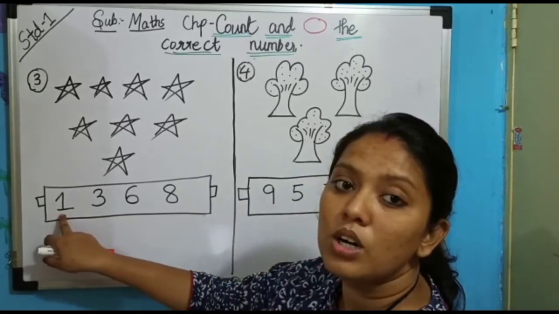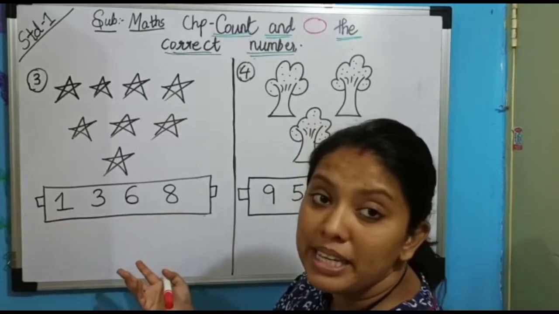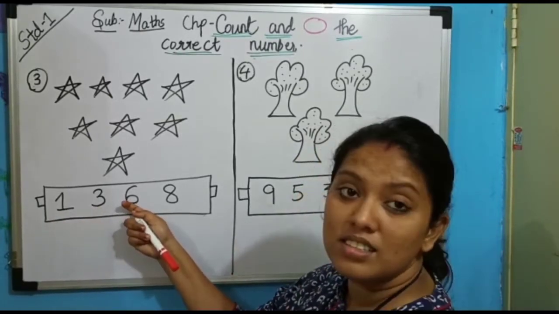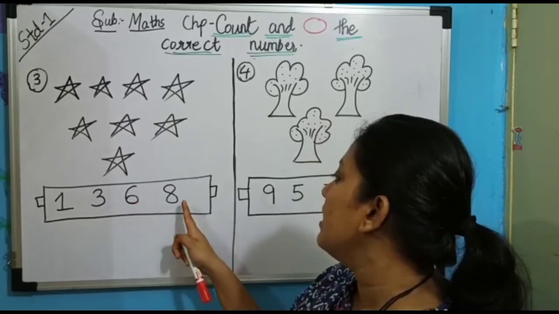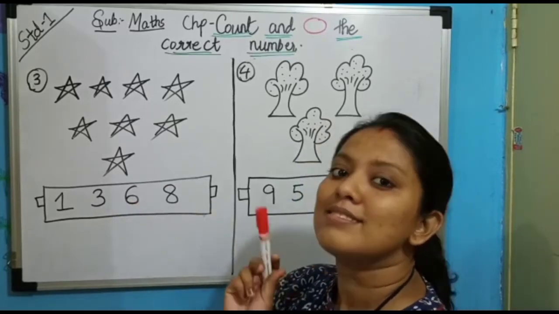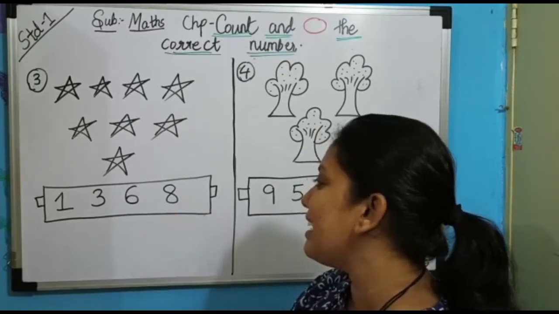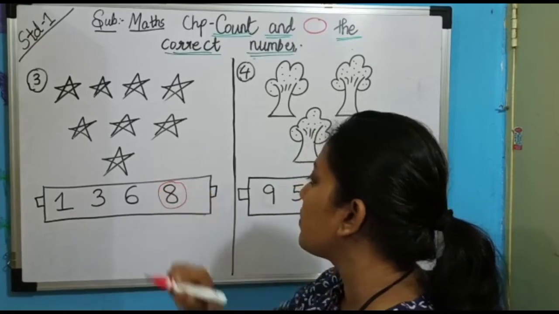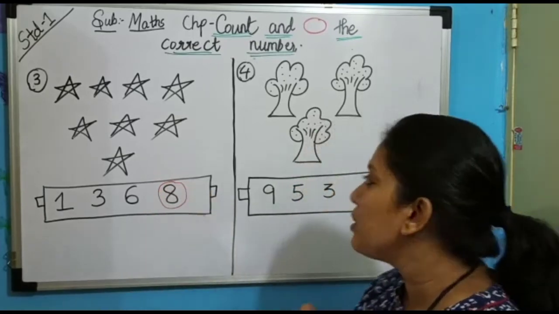This is number 1. No, it can't be 8. This is number 3. This is 6. You're right. And this is number 8. What do you think? Where should we circle it? Absolutely right. This is number 8. So let's circle the number quickly. Good. Very good. You're going good.